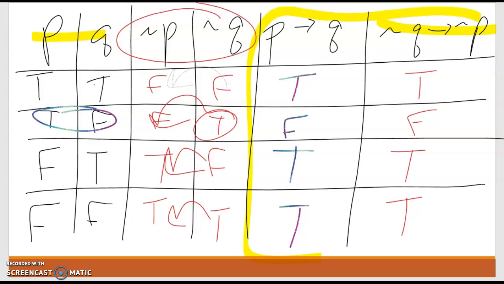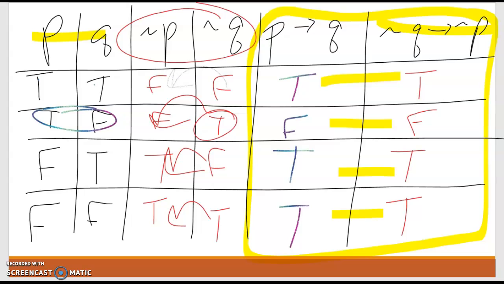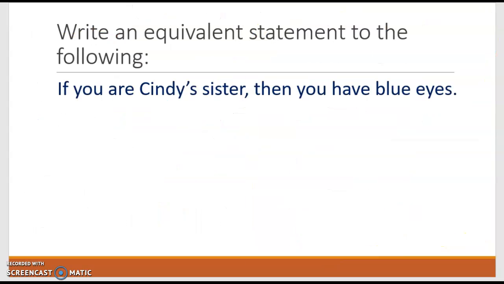Now look at these two columns. True, false, true, true. They are equivalent. So if P, then Q is an equivalent statement to if not Q, then not P. Now that's using symbols. Let's go ahead and talk about words.